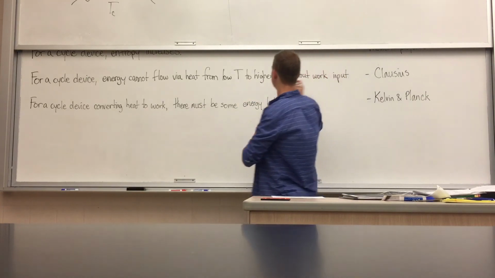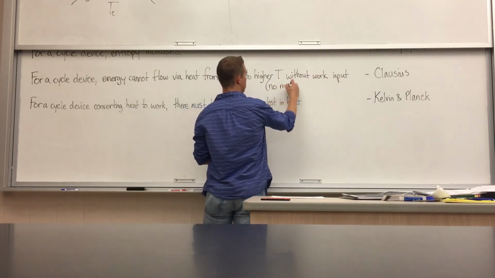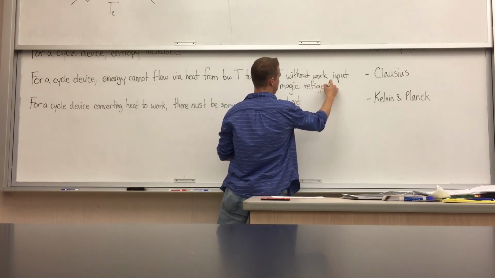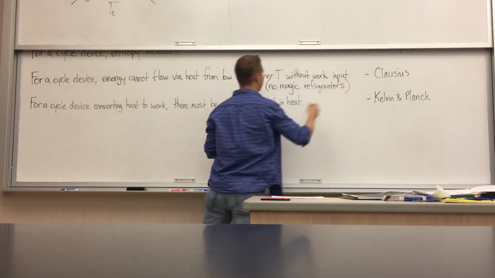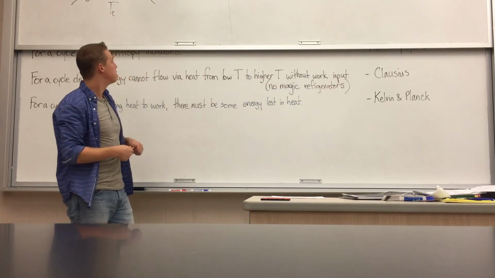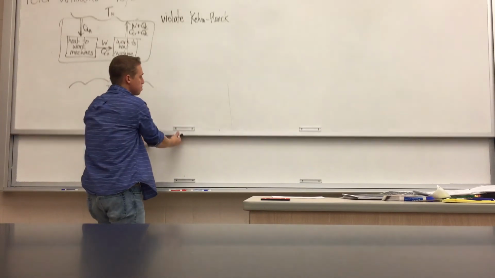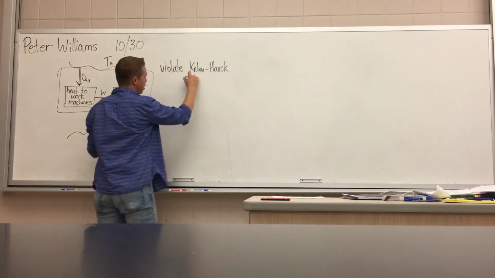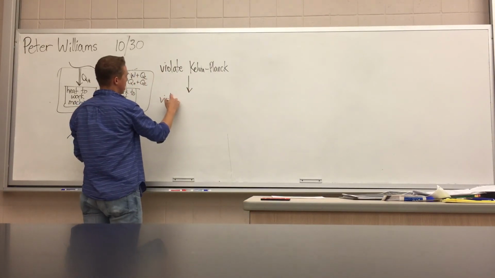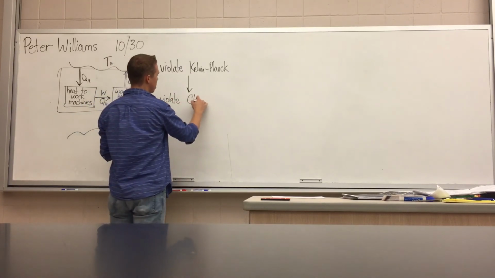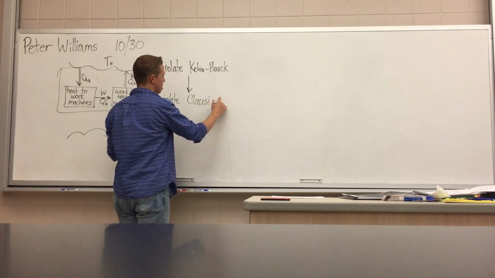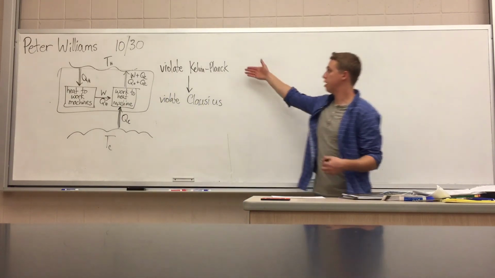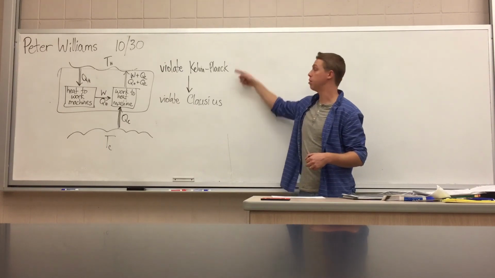And so I'll also write this down here. This is an easy way to remember this one. Clausius is saying no magic refrigerators. So here's what we've got. We have intentionally violated Kelvin-Planck's statement, and what we got as a result was that we violated the Clausius statement. So this is like not A implies not B.